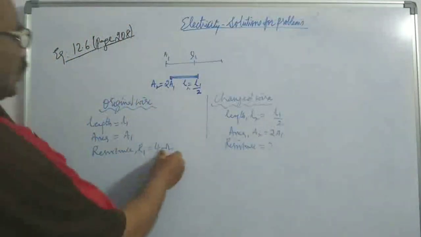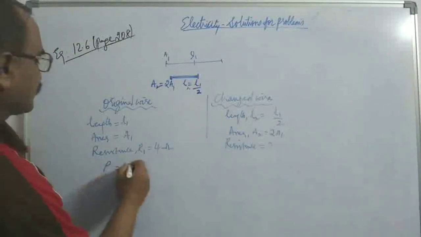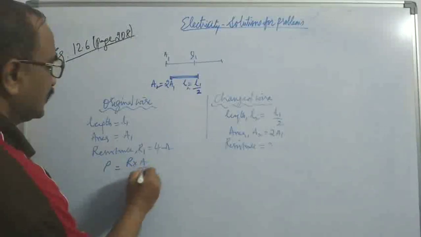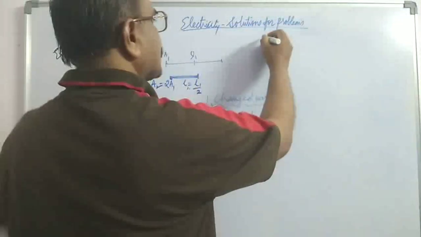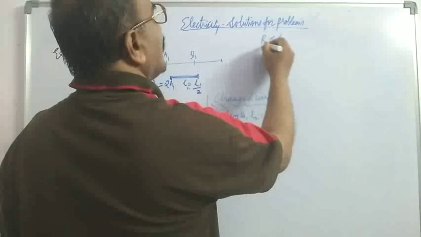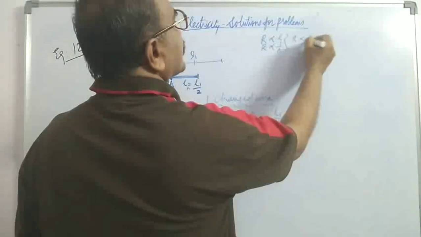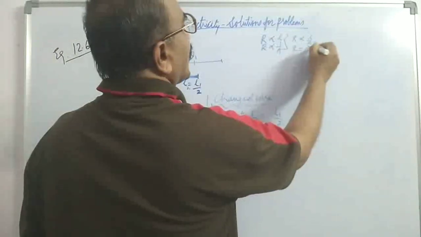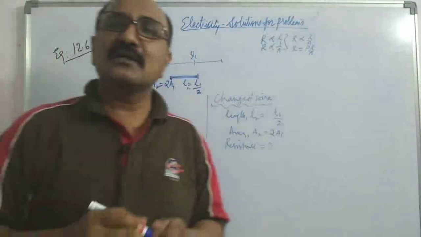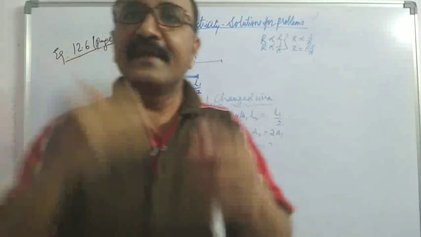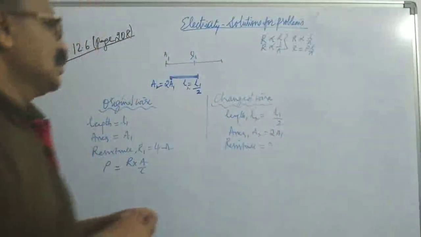Now, for both of them, the resistivity is the same. Resistivity is R into A by L by the relation. Even if you don't remember this relation, it's quite easy to go to the basic principle. Resistance is directly proportional to length, and inversely proportional to area. Club both of them, and you get resistance proportional to L by A. Transpose things, and you get the value of rho. So don't break your head to remember the formulas individually, just stick to the basic principle, the basic idea, and you get all those things.